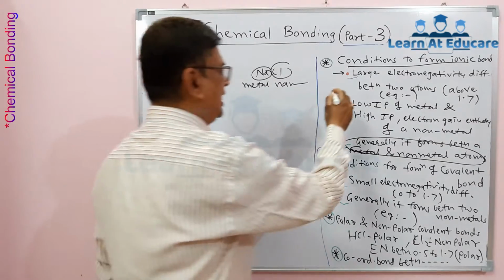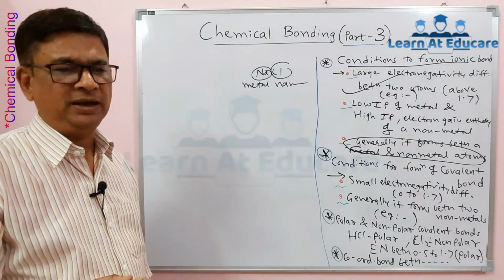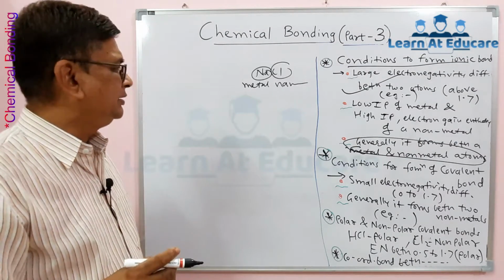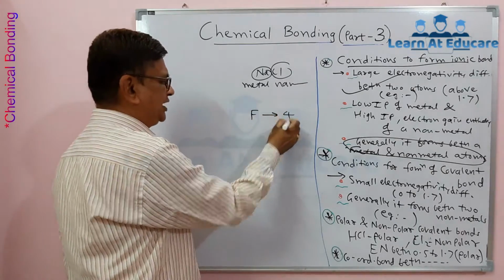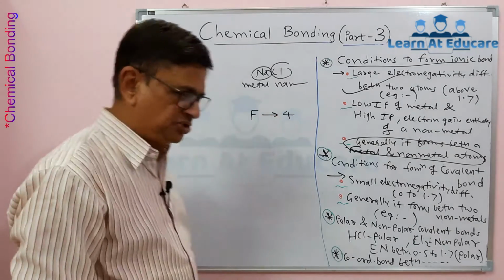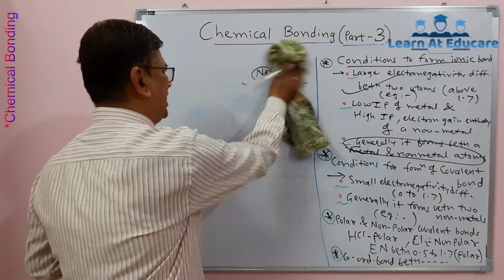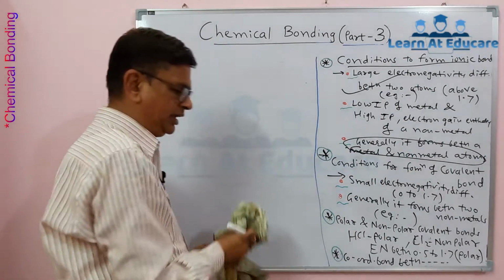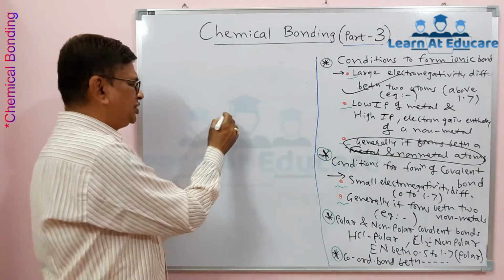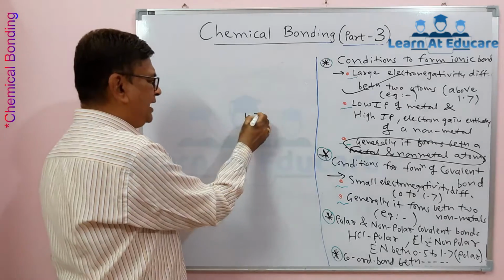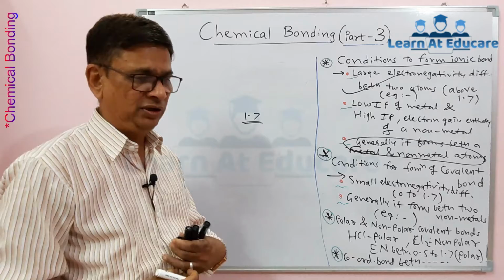Then a large electronegativity difference is required between the metal and non-metal that will combine. Note that electronegativity is highest for fluorine, which is taken as 4. Compared to fluorine, the other atoms have electronegativity less than fluorine. If the electronegativity difference is greater than 1.7, then there is formation of an ionic bond.